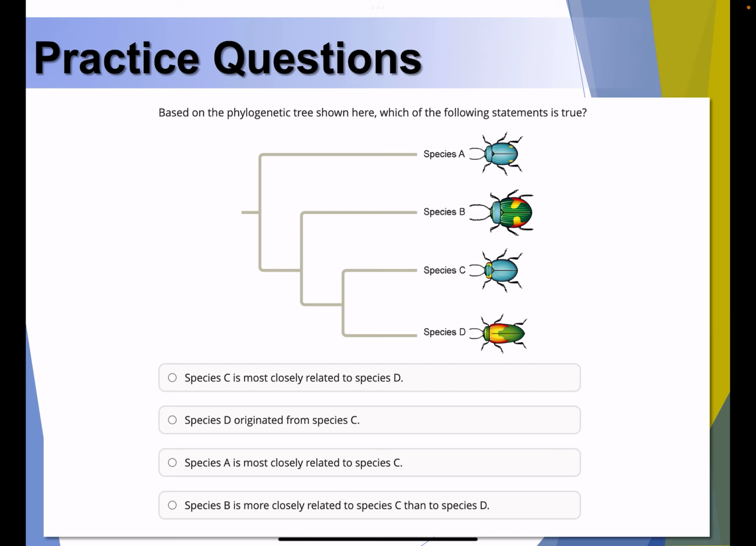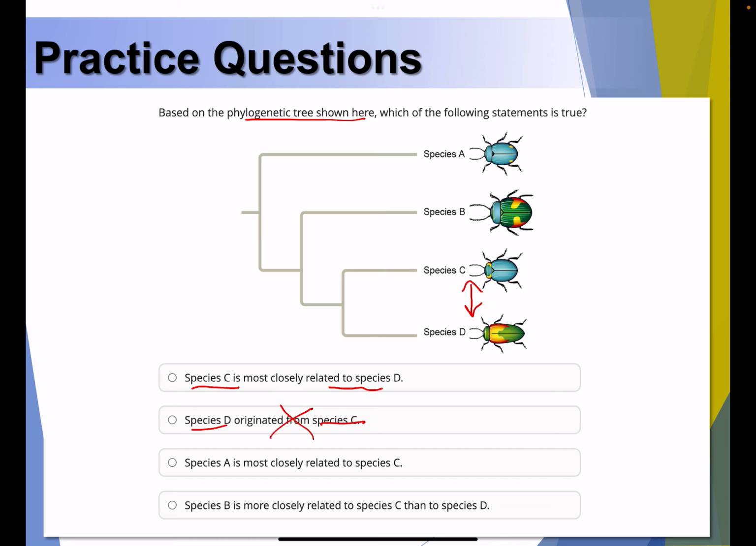So let's look at this question. Based on the phylogenetic tree shown here, which of the following statements is true? Species C is most closely related to D. So they're saying they are most closely related, or sister taxa of each other. Species D originated from species C? No, probably not. We said we are not saying that one evolved into another on a phylogenetic tree.